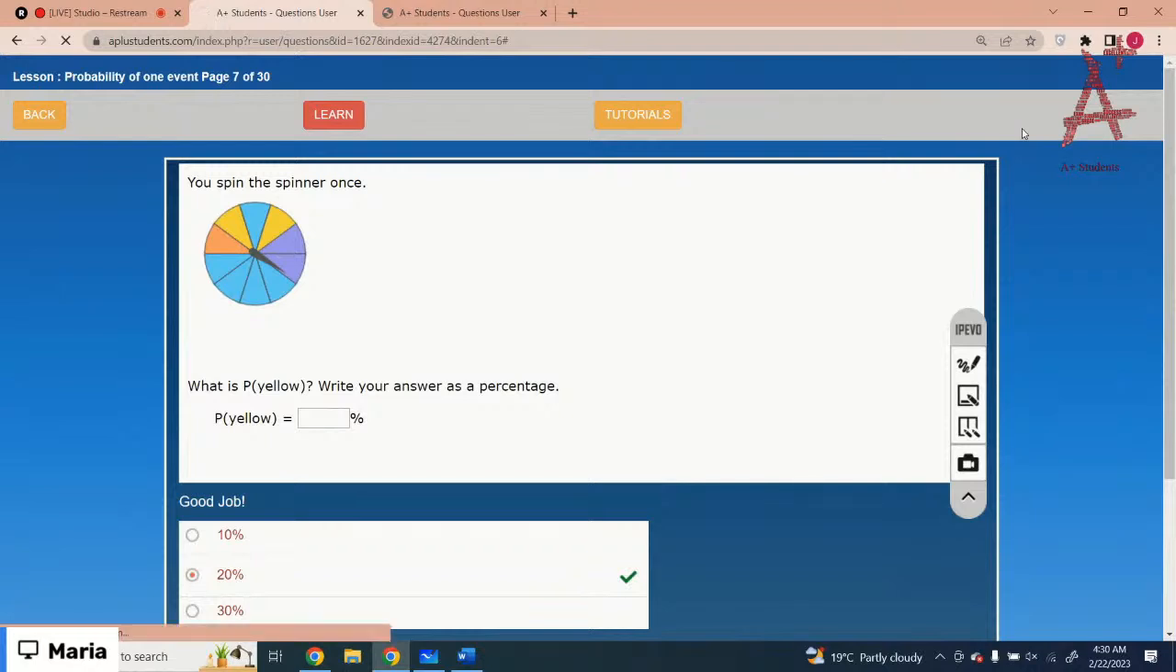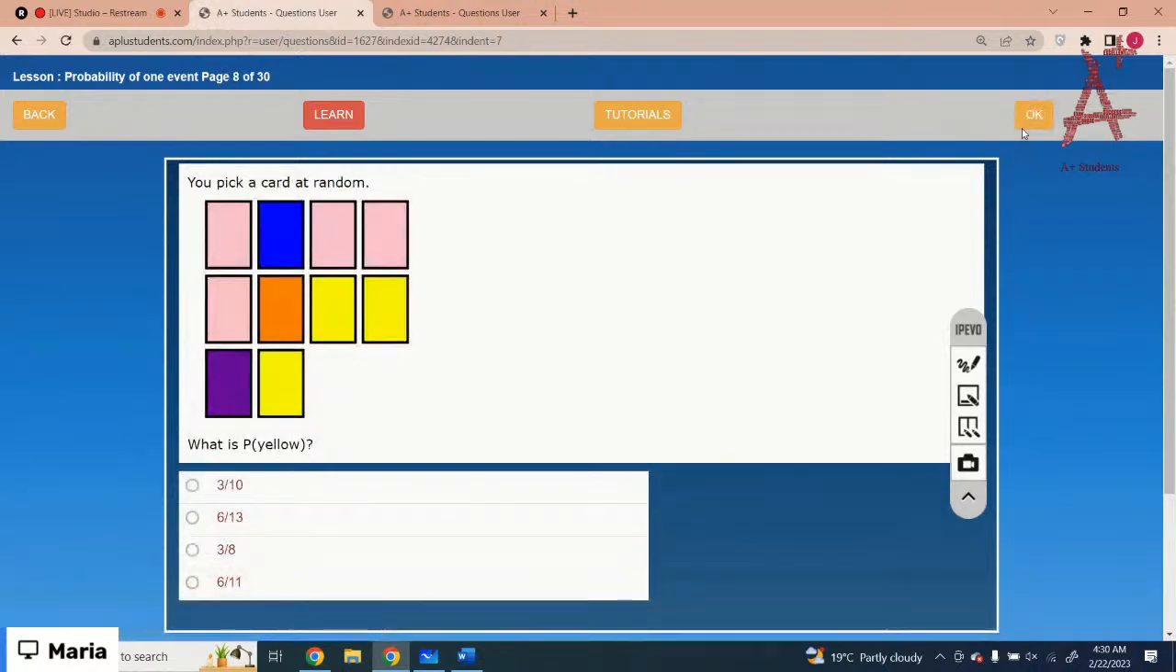Okay, the next one is you pick a card at random. What's the probability of getting yellow? How many total cards are there? 1, 2, 3, 4, 5, 6, 7, 8, 9, 10. The total cards are 10. And how many of them are yellow? Out of the 10, 3 of them are yellow. So the probability of getting yellow is 3 over 10. Got it?